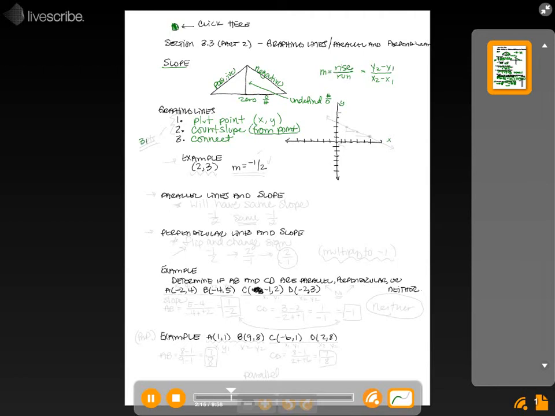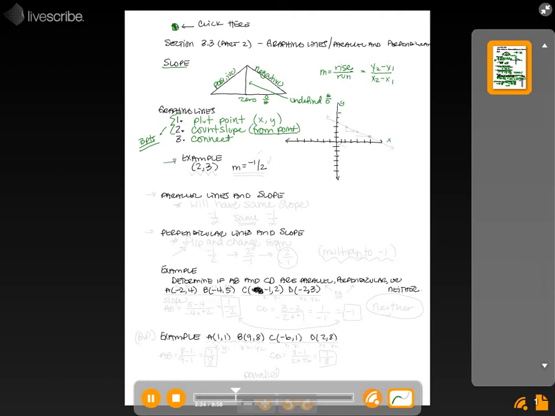Now, as a quick note, I want 3 points for your line. So you're going to have to do steps 1 and 2 twice in order to get those 3 points. You're going to plot a point, count a slope, put a point there, which is going back to step 1, and then count your slope again. So you have to repeat that twice.